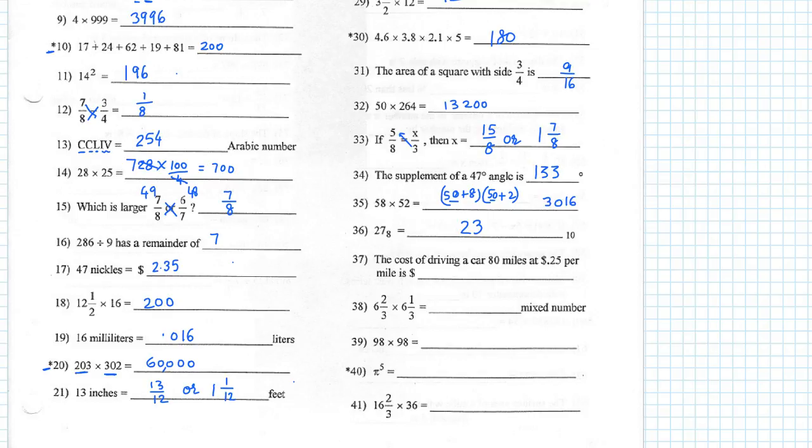Question 37. The cost of driving a car 80 miles at 25 cents per mile is how much? So simply this is 80 times 0.25. So that is 1/4. So 80 times 1/4 is 20. So the answer will be $20.